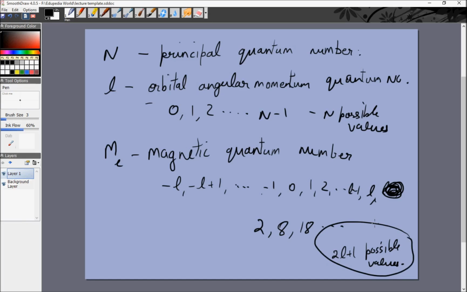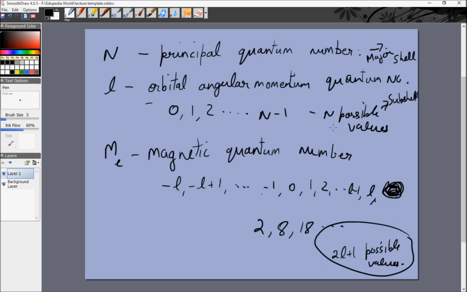Now there are some names for these as well. N is referred to as a shell or a major shell, and L is referred to as a subshell. Right. So let's look at what this means in detail. For every value of n, you will have n possible values of L. For each value of L within those values of n, you will have 2L plus 1 possible values of M.